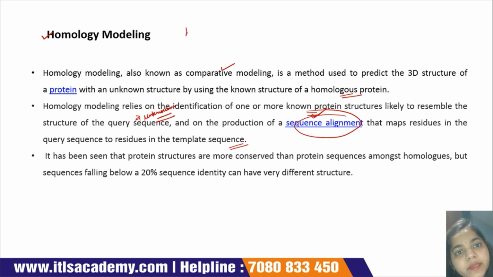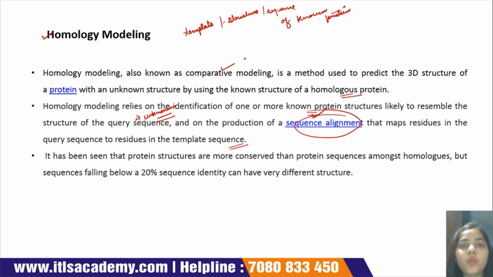What is a template? Template means the structure or sequence of a known protein. Query means the structure and sequence of an unknown protein.